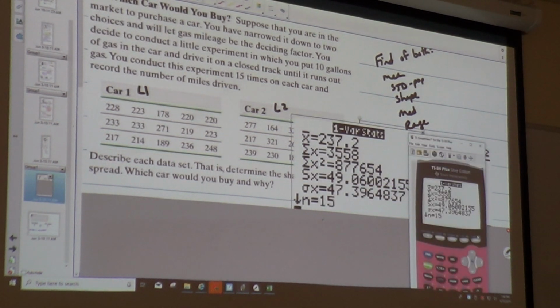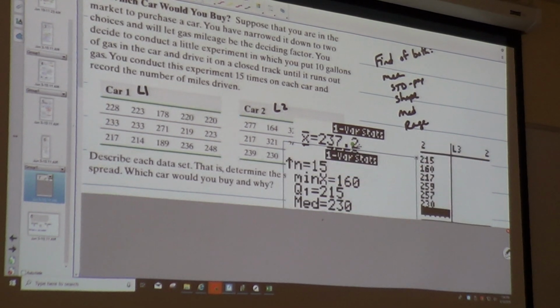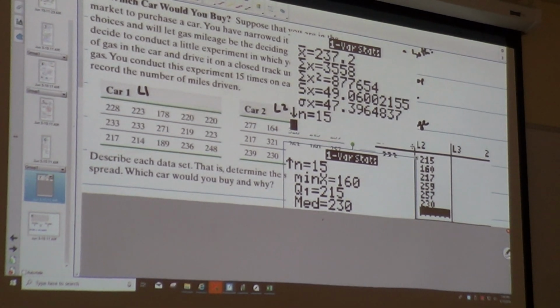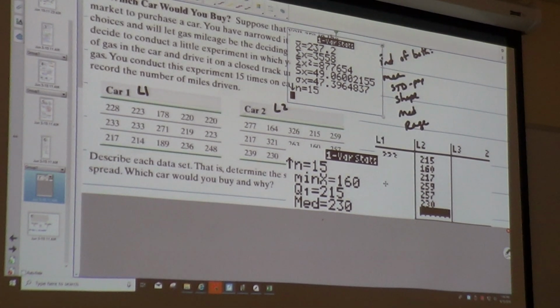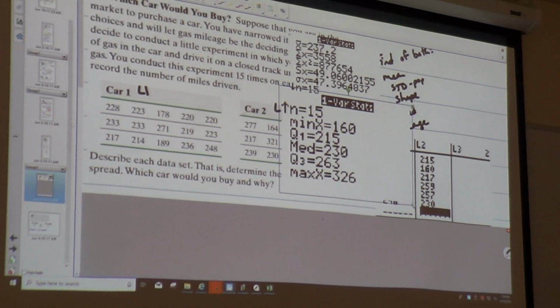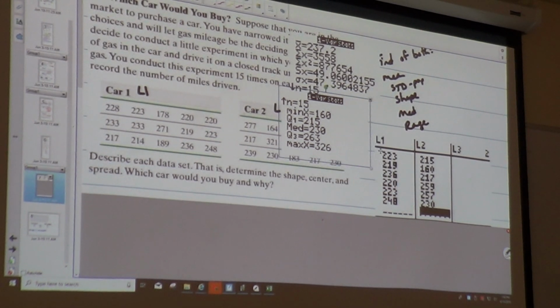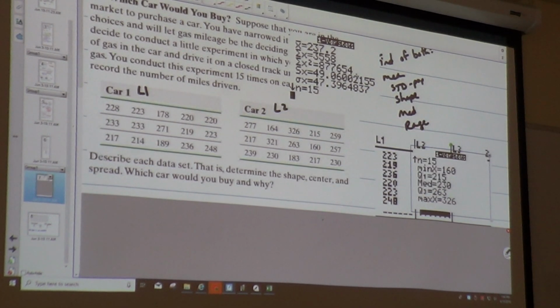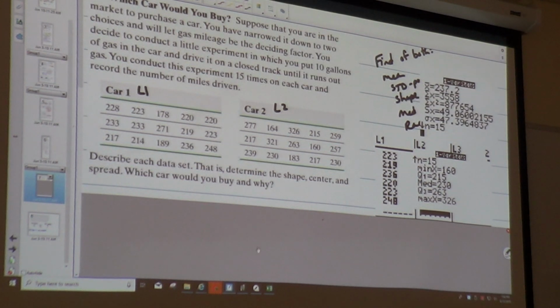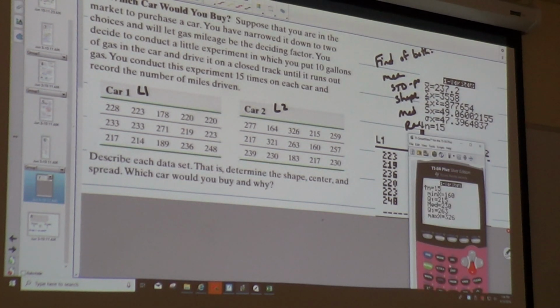There's page 1, and then I'm going to scroll down, and there's page 2. Here's page 2. So that's going to be my car number 2. Let's see if I can find a spot to put it in just a second. There's my data for L2. And when I do L2, I just need to make sure that when I do stat calc, 1-Var Stats, it has an L2 there.